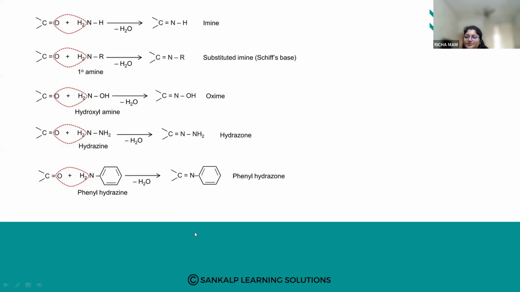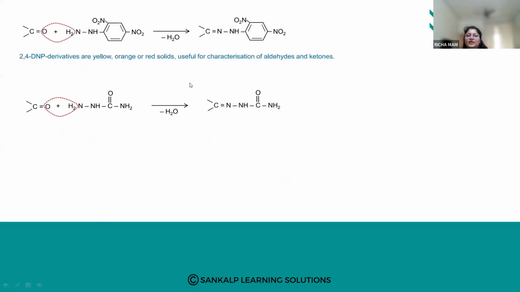So here, it matters where the double bond to N is attached. That is important, and based on that the products are formed. Then the carbonyl carbon reacting with hydrazine gives a hydrazone, and reacting with phenylhydrazine gives a phenylhydrazone. So these things we have already discussed in our last class. Okay, so let us go further and start today's class.